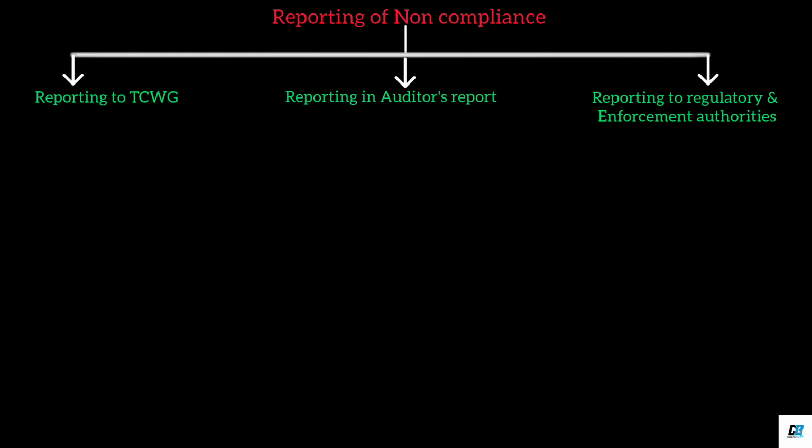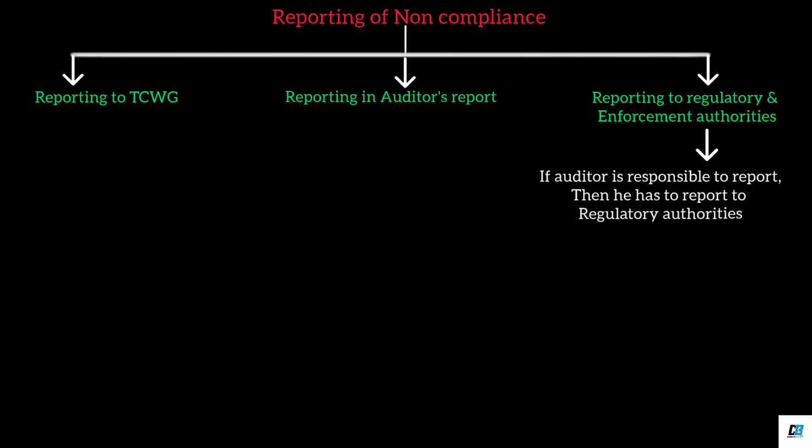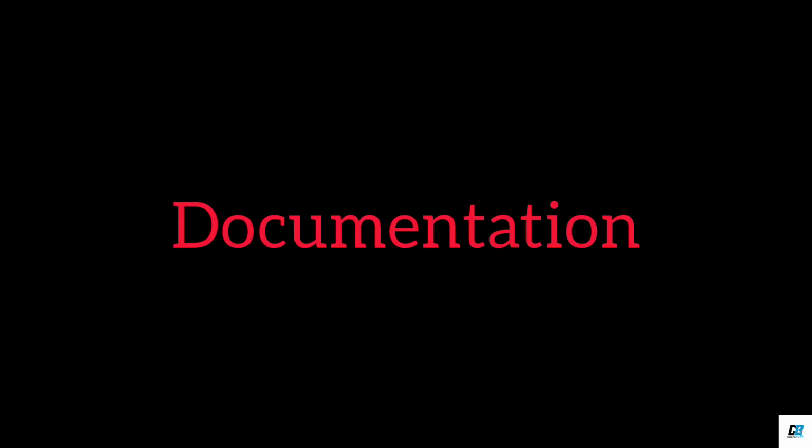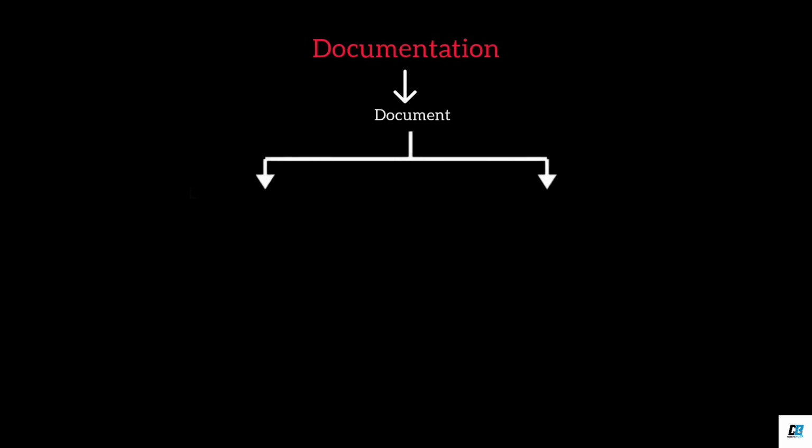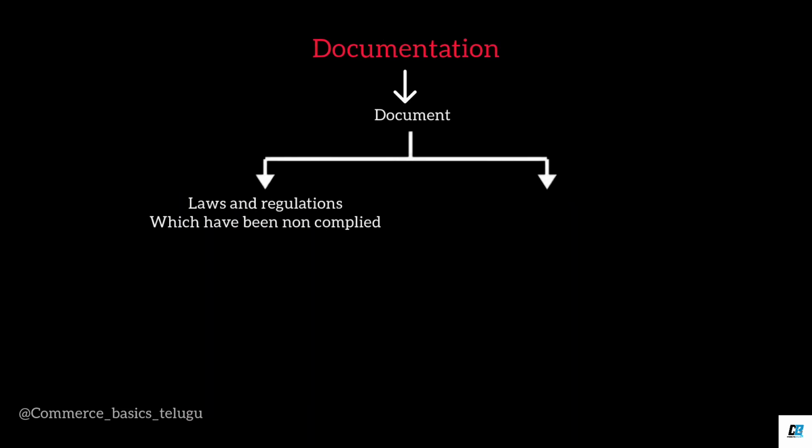And the third reporting is reporting to regulatory and enforcement authorities. If the auditor is responsible to report, then he has to mandatorily report. That is his responsibility. So these are the reporting of non-compliances. And the last step, documentation. The auditor has to document what laws and regulations the entity has not complied with. And the second thing, he also has to document the discussions with management and discussions with outside parties.